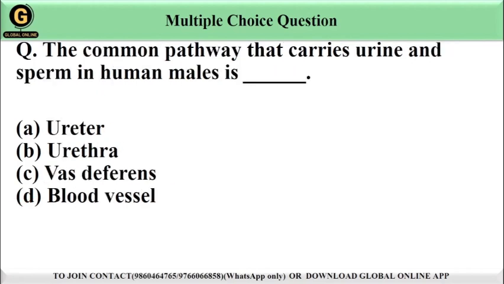The common pathway that carries urine and sperm in human male is dash dash. Options are given: option A, ureter, option B, urethra, option C, vas deferens, option D, blood vessel.